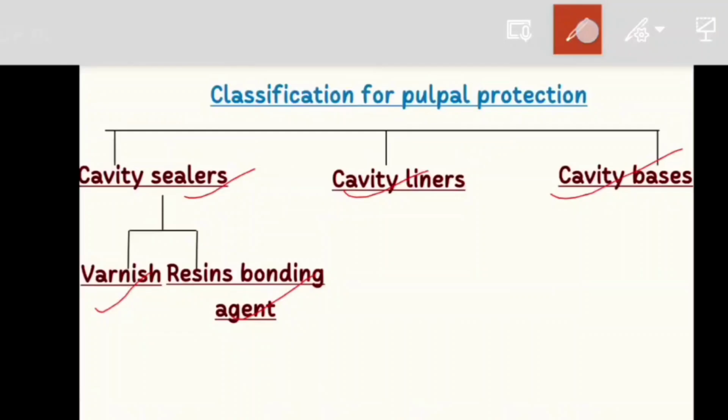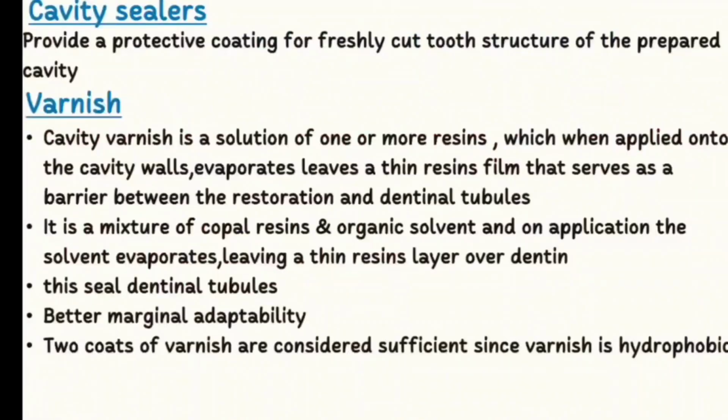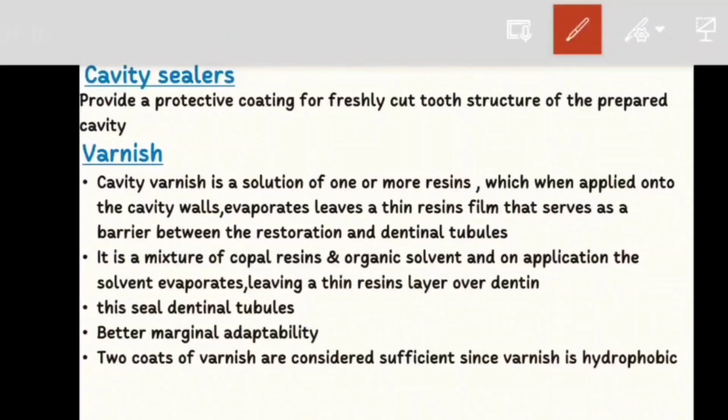Now, the classification of pulp protection. The pulp protection materials are classified into cavity liners, cavity sealers, and cavity bases. Cavity sealers are of two types: cavity varnish and resin bonding agent. Now, the cavity sealer provides a protective coating on freshly cut tooth structures of the prepared cavity.